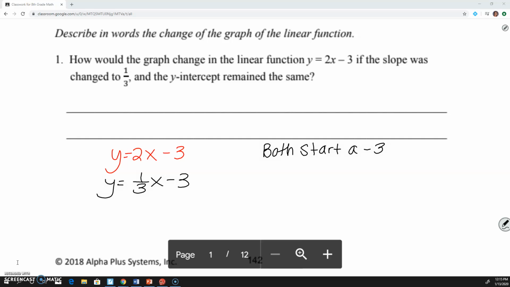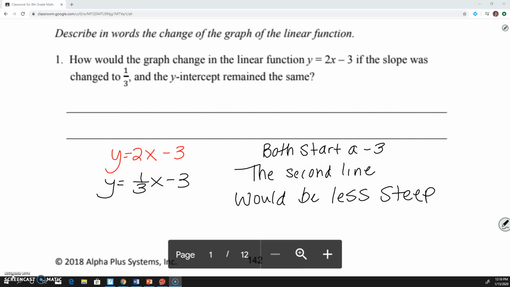Then you would say the second line is more steep or less steep. If you look at 1/3, is it higher or lower than 3? Or than 2? So they both start at -3. The second line would be less steep because 1/3 is less than 2. If you look at both their absolute values, 2 is bigger, so it's more steep.